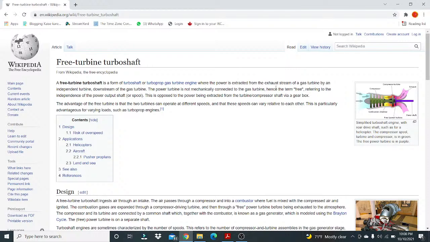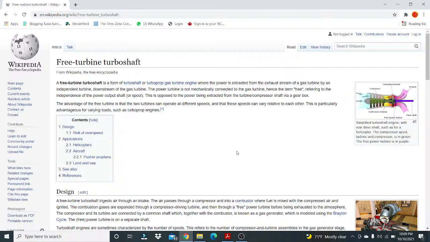A free turbine is where the power is extracted from. A free turbine is a form of turboshaft or turboprop gas turbine engine where the power is extracted from the exhaust gas stream by an independent turbine downstream of the gas turbine. The power turbine is not mechanically connected to the gas turbine, hence the term free, referring to the independence of the power output shaft or spool. The power output shaft is called the spool. Okay. This is opposed to the power being extracted from the turbine compressor shaft via gearbox.